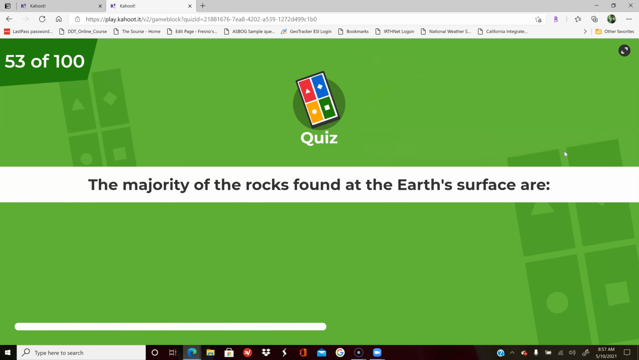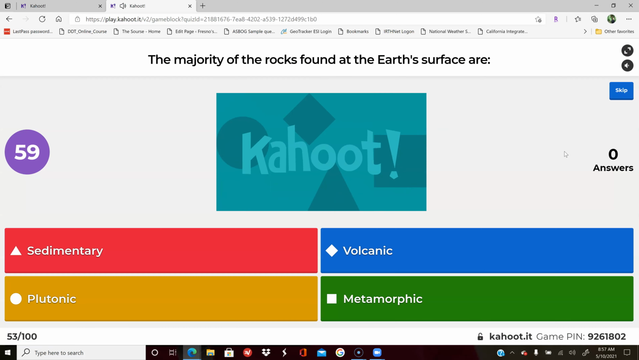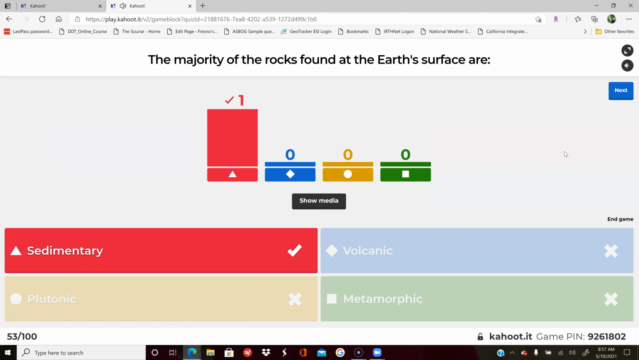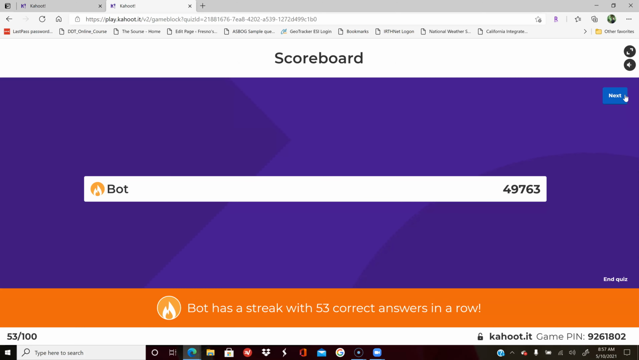The majority of the rocks found at the Earth's surface are sedimentary, volcanic, plutonic, or metamorphic. Most of them are sedimentary rocks. Most rocks are going through the weathering process and are either sediments or becoming sedimentary rocks.